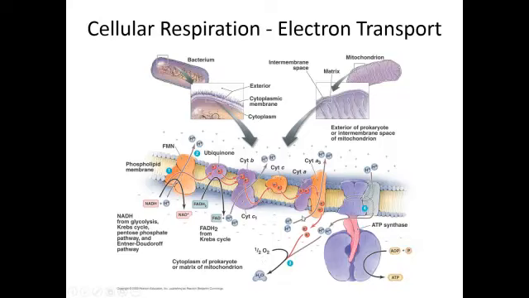Oxygen goes up here, grabs these electrons, gains a negative charge, picks up some of the protons that are hanging out here, and we get water. So that's why you have to breathe in. That's why, when we grow microbes in the lab, most of them need to have oxygen present so that we can keep this electron transport chain going.